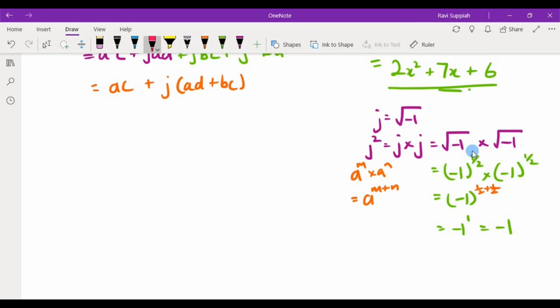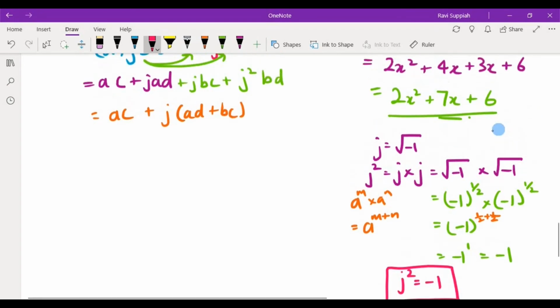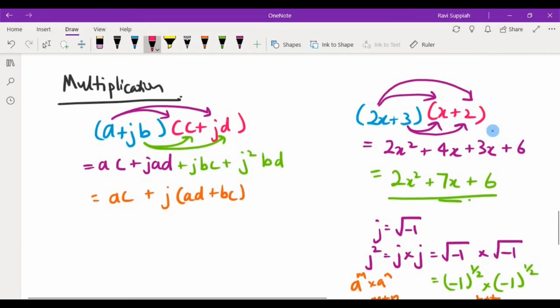Okay, so what I've tried to show you is the sort of derivation, but whatever the case, the important point here is that j squared equals minus 1. Alright, this is the important takeaway from this derivation. Now with that, what happens here? Okay, coming back to our multiplication here, this j squared will now be a minus 1. So this becomes minus bd.